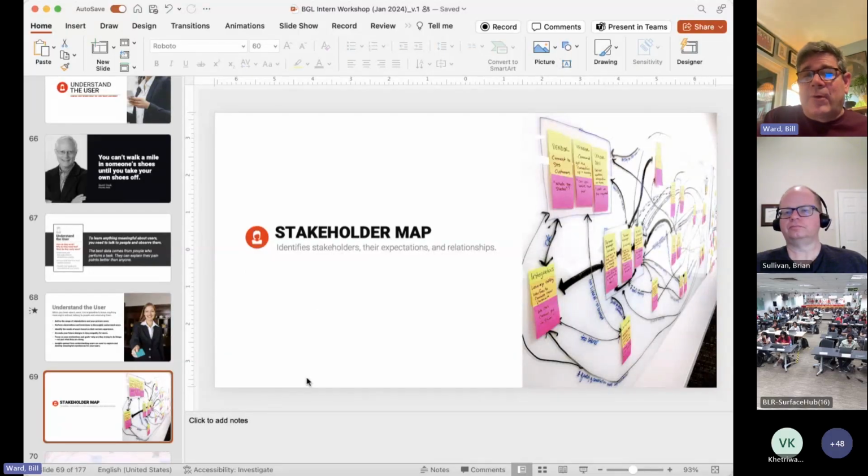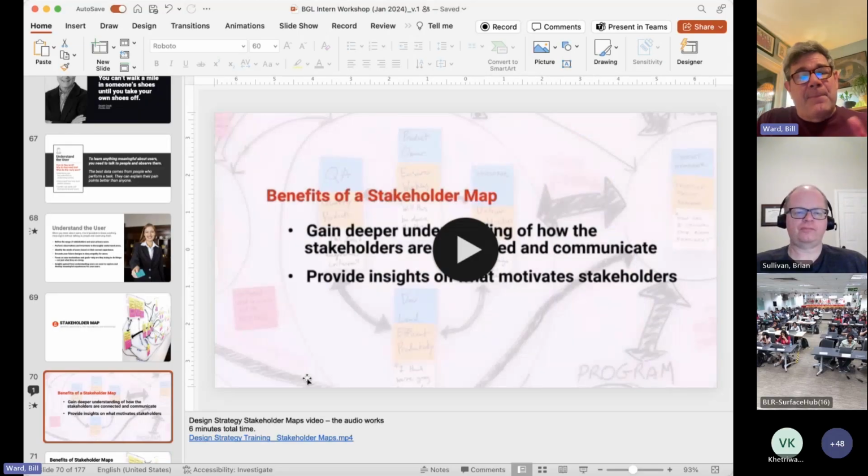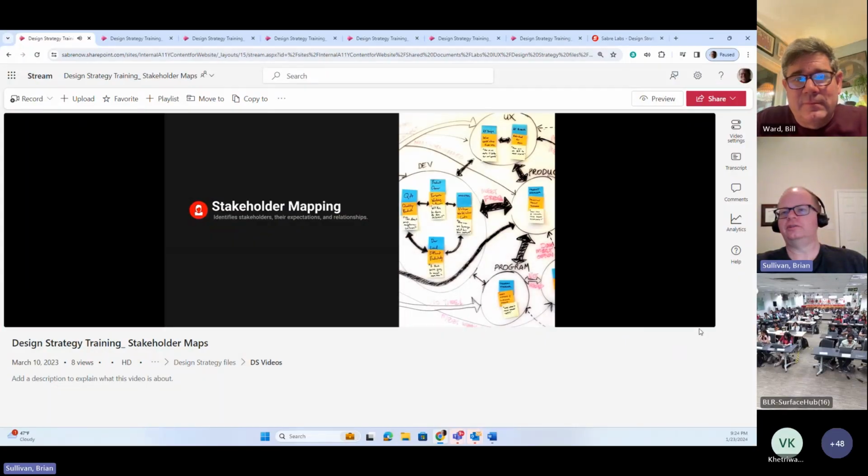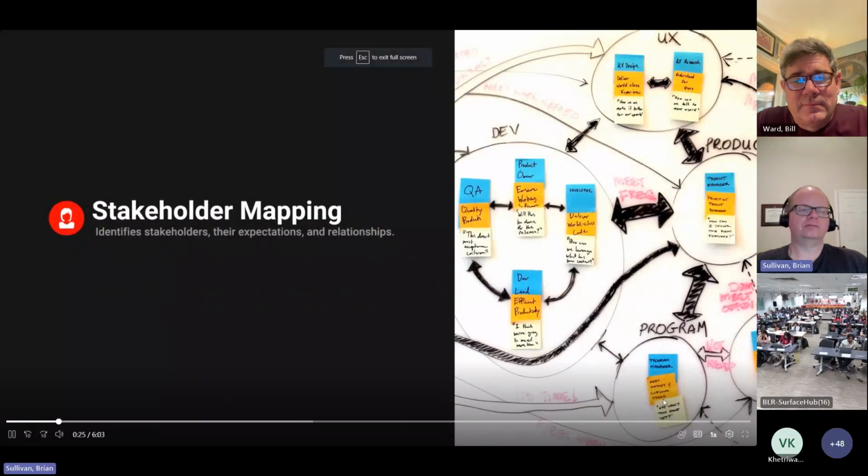So I mentioned earlier about the stakeholder map. The stakeholder map identifies stakeholders, their expectations, and their relationships. Brian, I think this is going over to you for our first video. Cool. Let me share my screen. The obligatory, can you see my screen? Yes. Alright. We'll cover a key method in our framework called the stakeholder map.